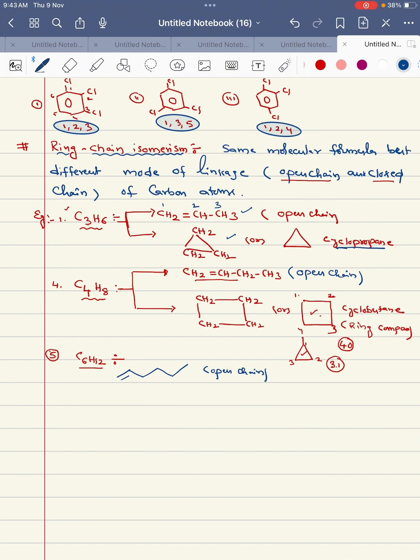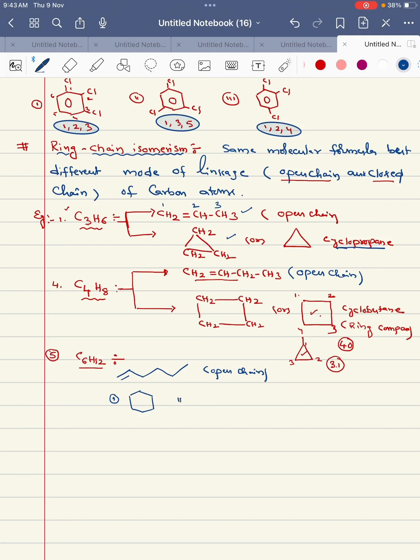Next, the open chain compounds are ring chain isomers with the closed chains. Now, in total how many carbons are required in the ring? 6 carbons are required. Now what is it called? The skeleton number: the total number of carbons required to construct the ring, 6. It is the first one.